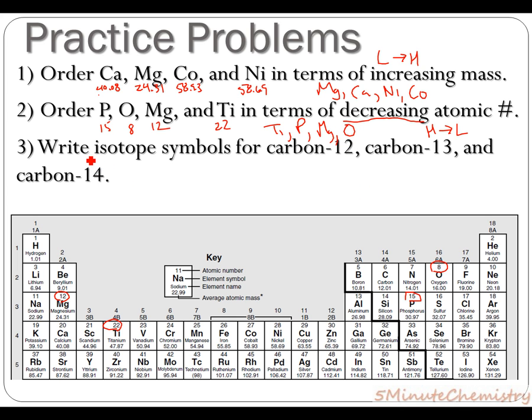I want you now to write the isotope symbols for carbon 12, 13, and 14. Okay, so this was like the silver that we saw before. Because it's carbon, the symbol is C. 12 indicates the mass, so we write that above. So that can be written as carbon 12, or more specifically, because it's carbon, it has 6 protons, so the atomic number is 6. This is the standard isotope notation. Carbon 13 would be like this, and carbon 14 like so.